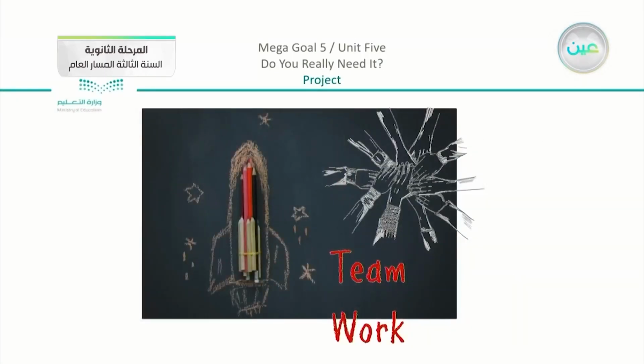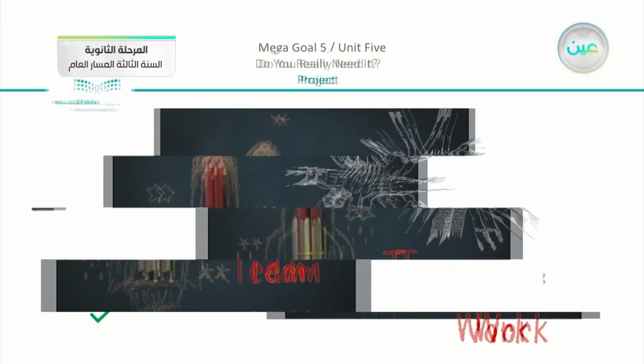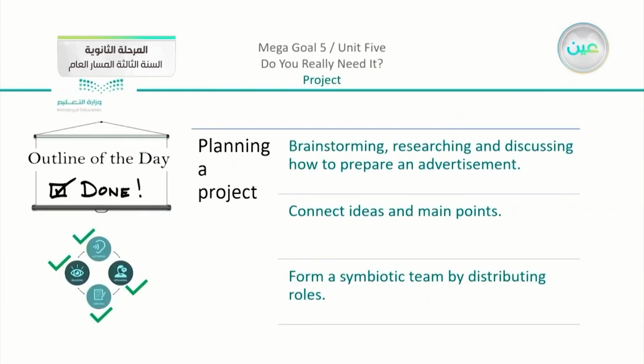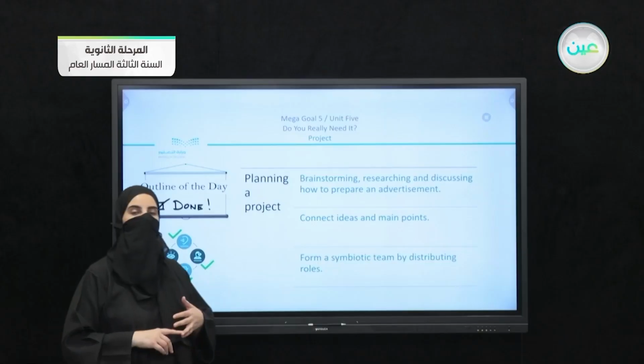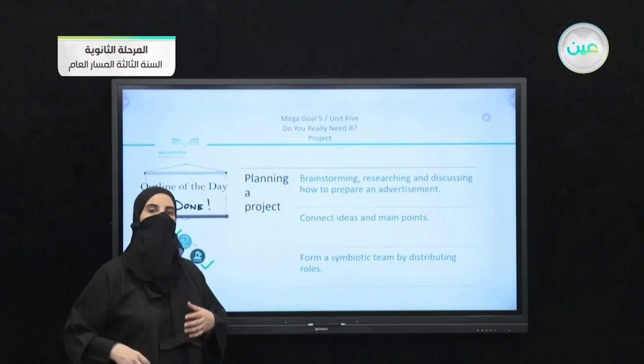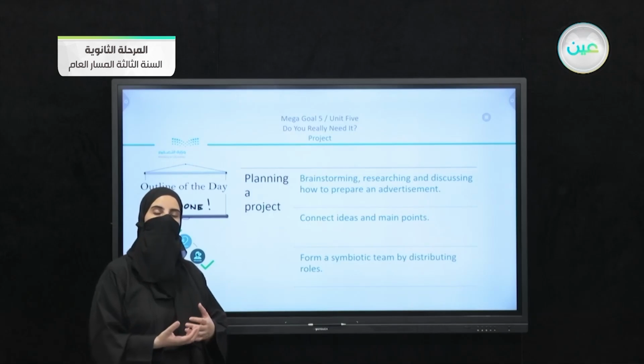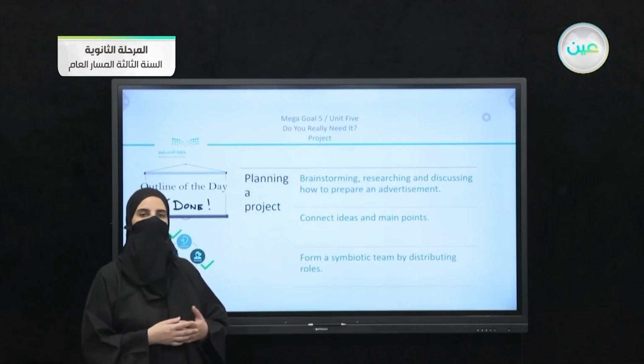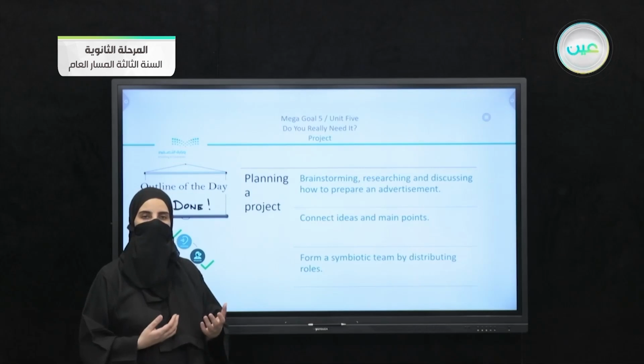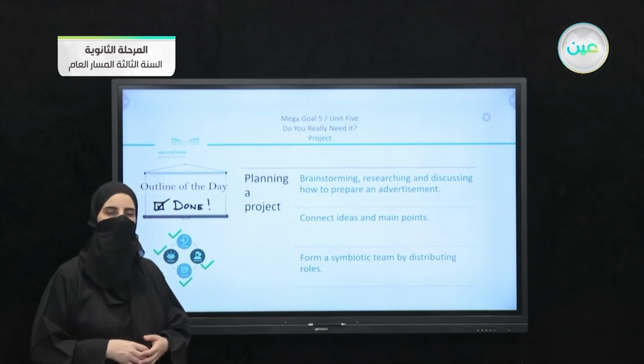At the very end, remember that the most important part here is teamwork, as we have agreed from the first unit that we started. So at the very end of our lesson, we have the outline of the day, which is to brainstorm, research, and discuss advertisement, connect ideas and points, and form a system by distributing roles. Some people are going to design the advertisement. Other people are going to role play. And we also have members who have the talent to produce films or movies that can also be used in the advertisement.